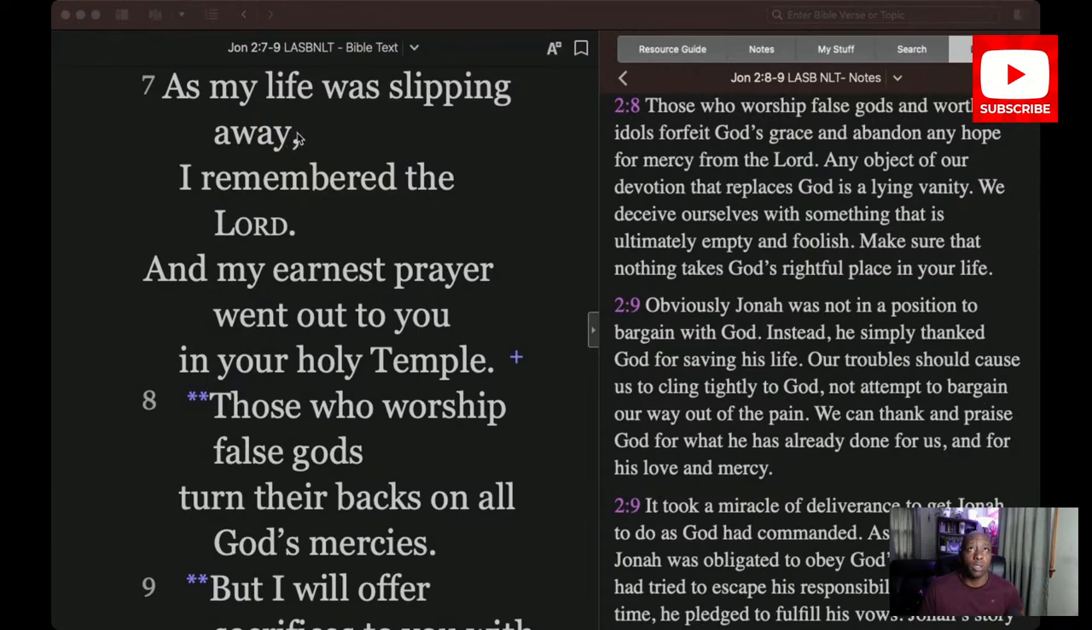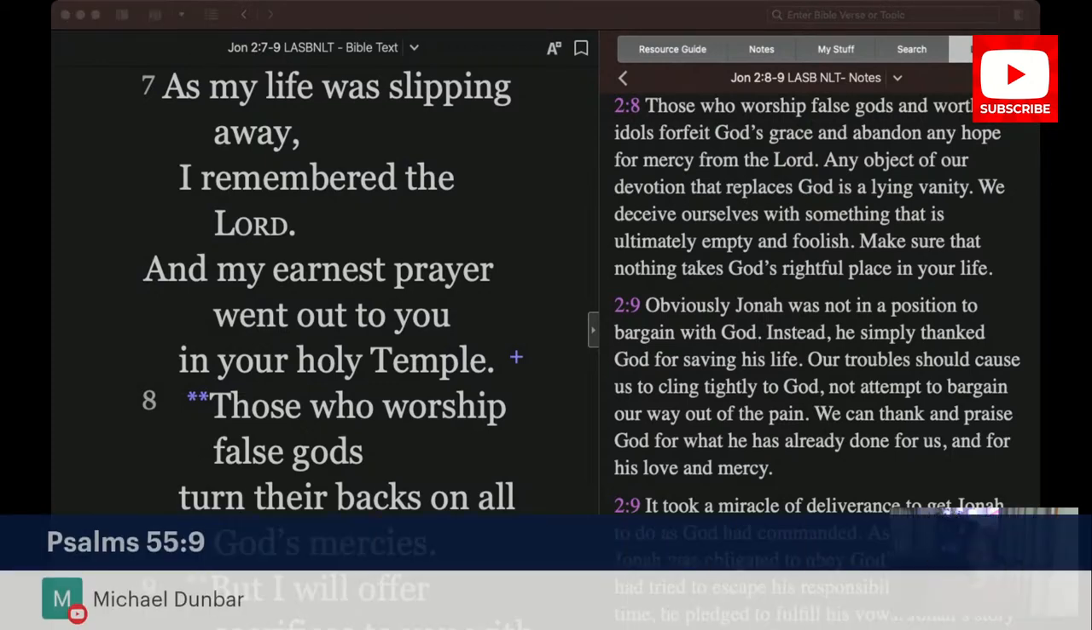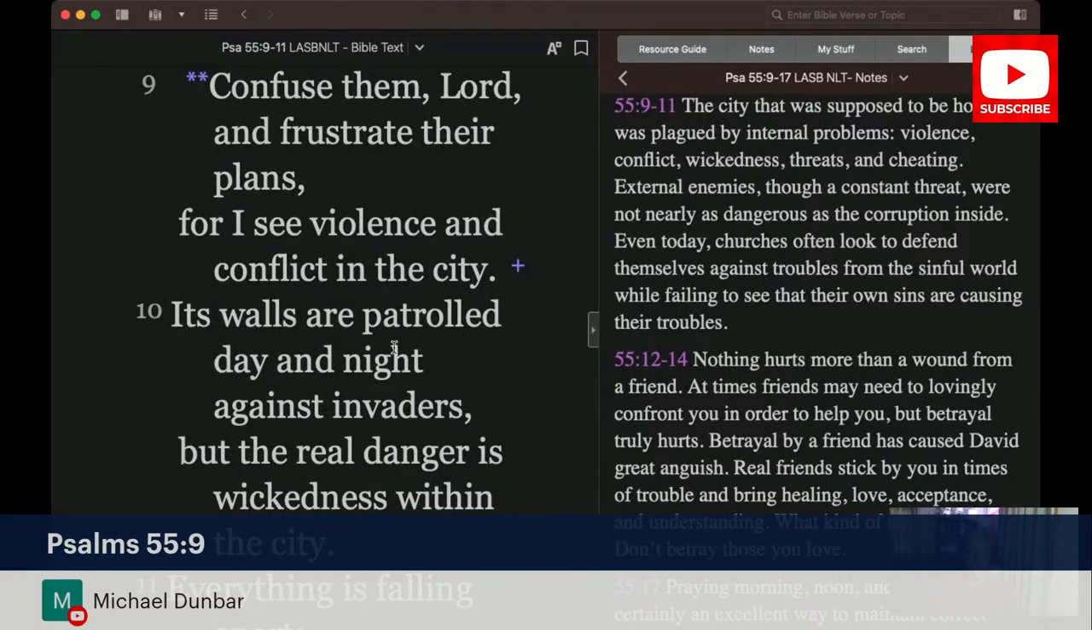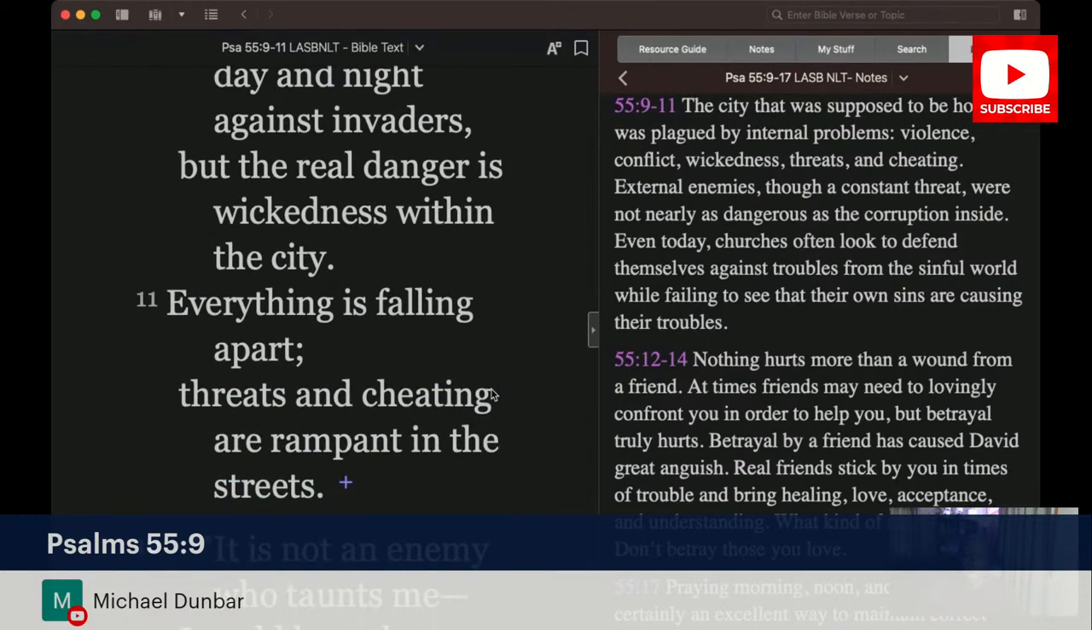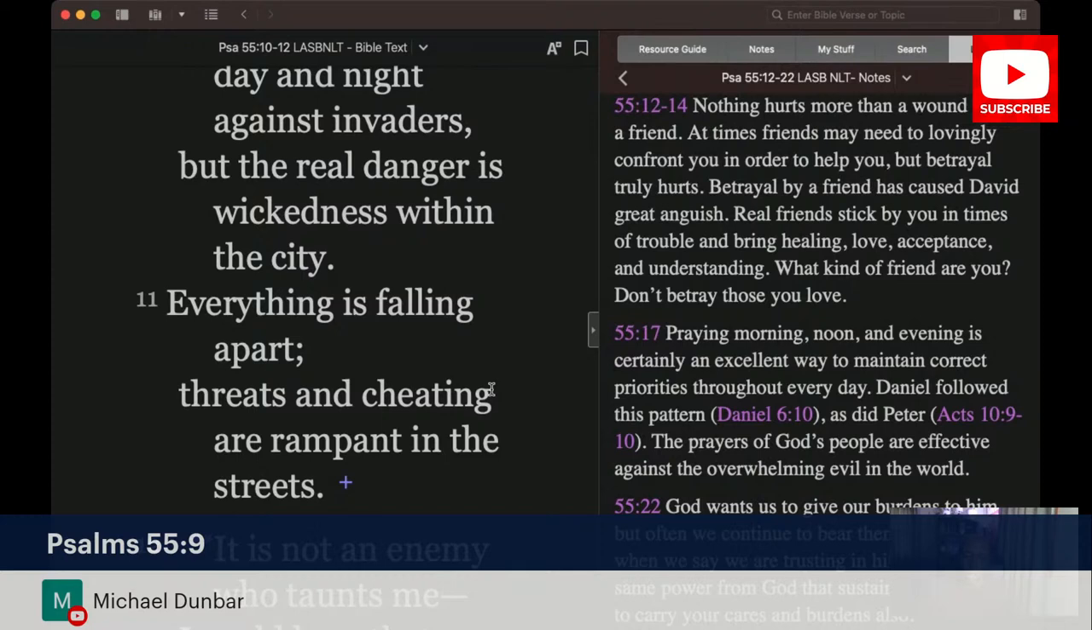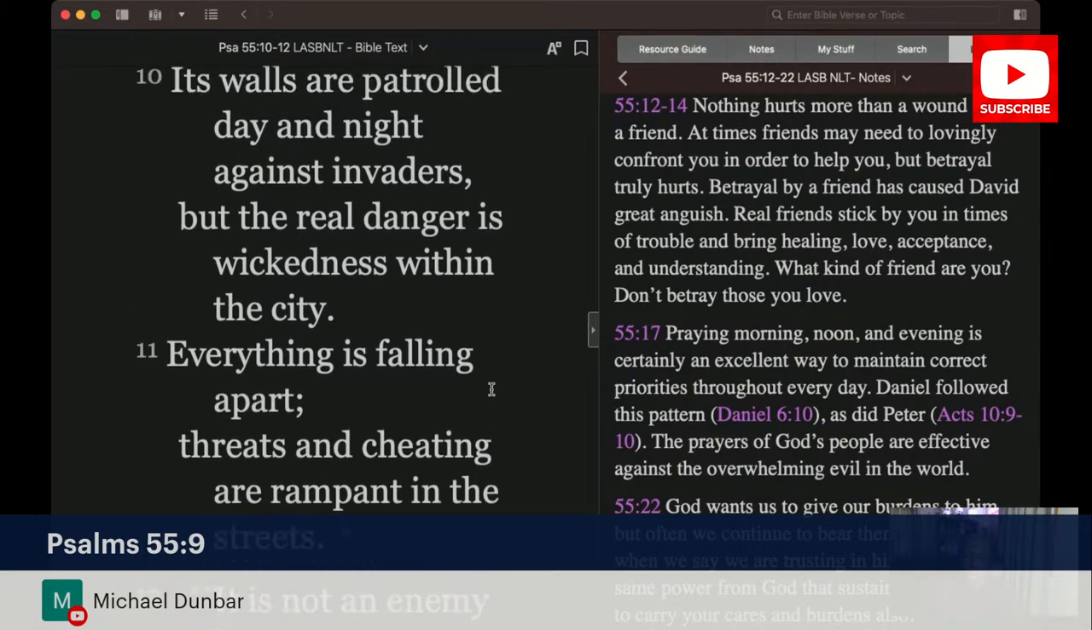So now let's look at Marissa's scriptures that she so kindly put up. Let's take a look at Psalms chapter 55, verse 9. Psalms chapter 55, verse 9 tells us this. Confuse them, Lord, and frustrate their plans, for I see violence and conflict in the city. The Life Application Study Bible tells us this. We'll read down to verse 11. Its walls are patrolled day and night against invaders, but the real danger is wickedness within the city. Everything is falling apart. Threats and cheating are rampant in the streets.